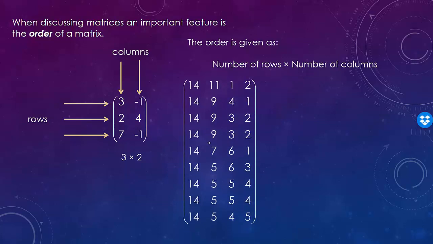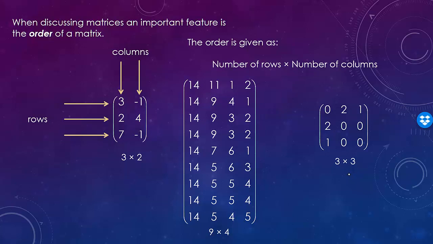If we look at this matrix that we saw earlier, I can see 1, 2, 3, 4, 5, 6, 7, 8, 9 rows and 4 columns. So this one is 9 by 4. This one here has 3 rows and 3 columns, so it's a 3 by 3 matrix.